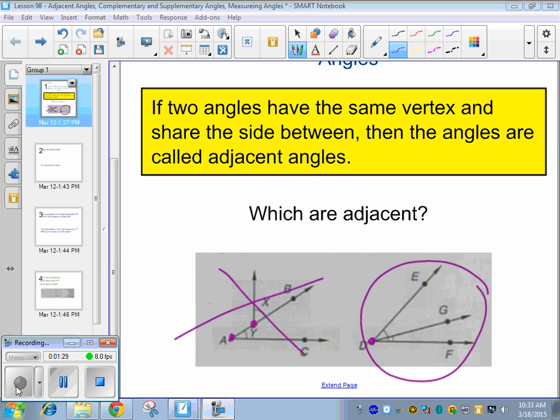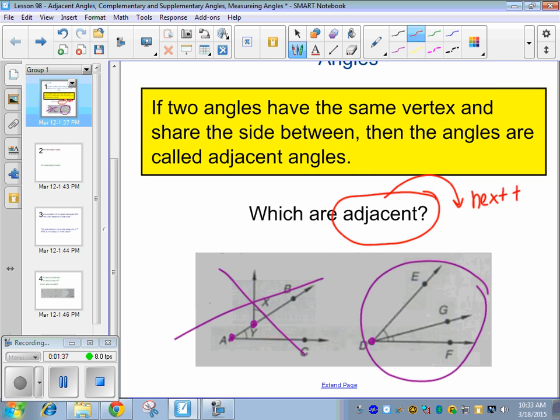So add that to your notes, you guys, that the word adjacent means next to. And you should draw this picture here of adjacent angles. Okay, so we have an angle next to another angle. All right, that's adjacent angles. So they have to share a vertex and a side.